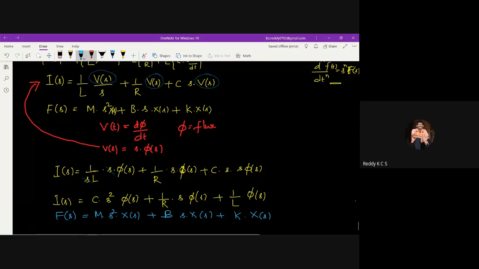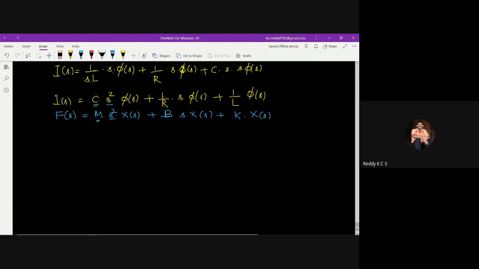So now you just compare these terms. If you look at here, this MS square, by comparing these two equations. So here C and M, so S square, comparing the S square coefficients, so pi of S, X of S, 1 by R and B. So now if you look at the analogous terms, the equivalent terms in the force current analogy.